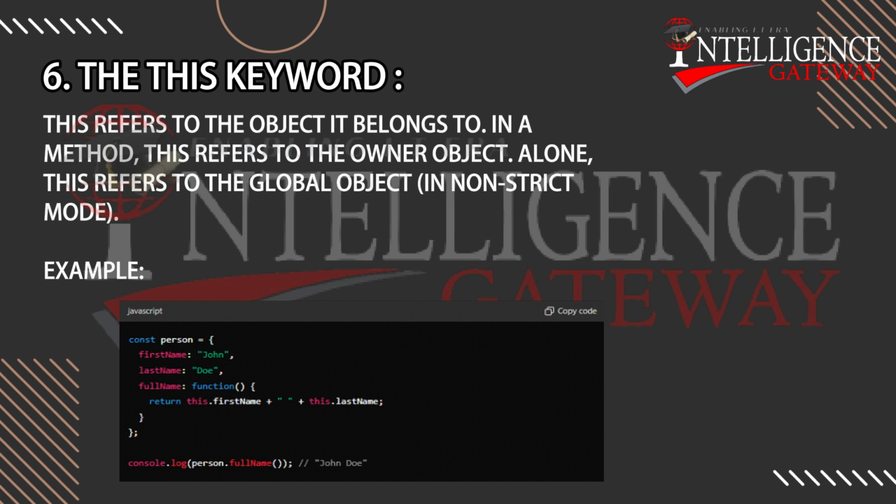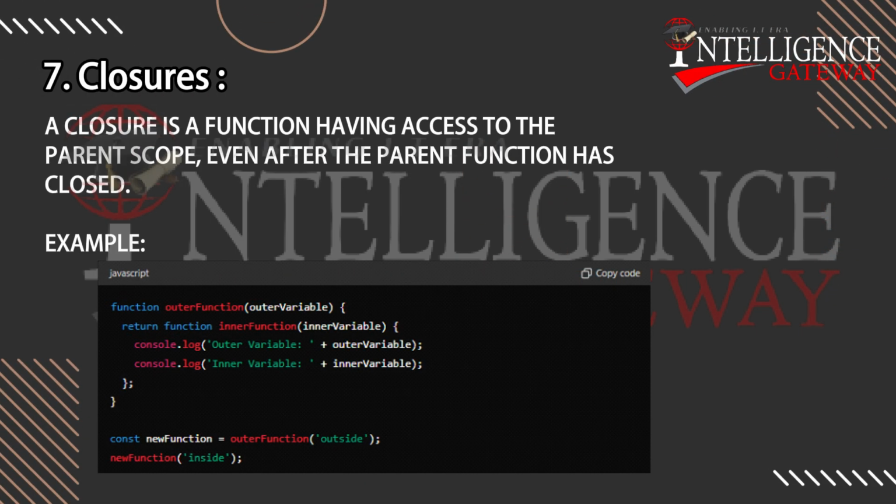6. The this keyword. This refers to the object it belongs to. In a method, this refers to the owner object. Alone, this refers to the global object, in non-strict mode. Example. 7. Closures. A closure is a function having access to the parent scope, even after the parent function has closed.